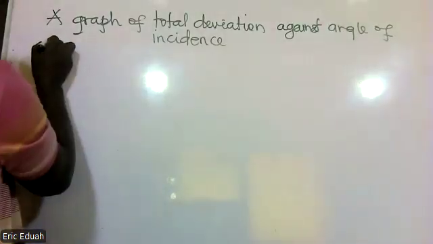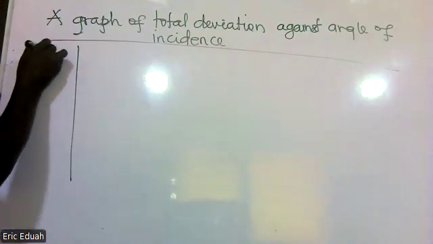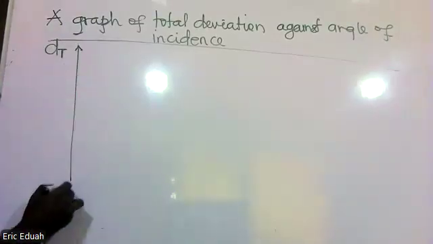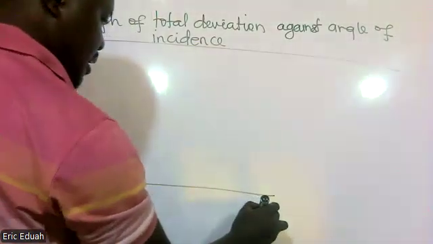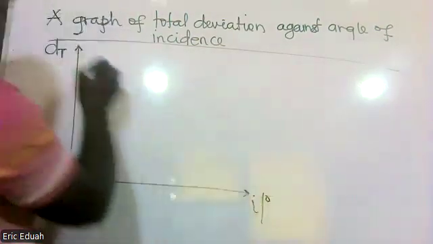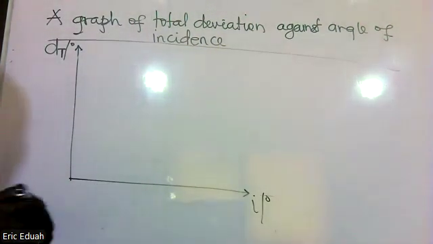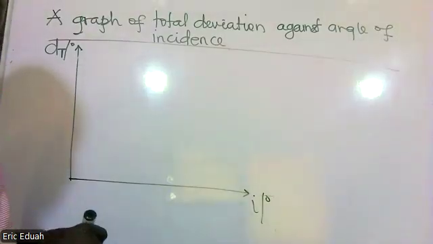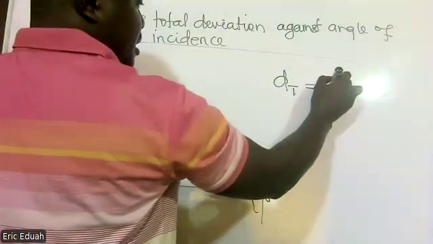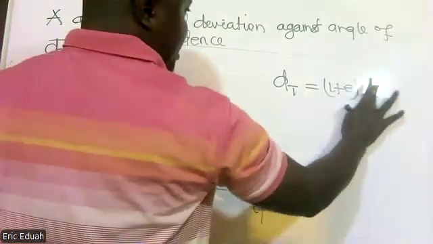You go through the practicals of this at school. So we are plotting D total against angle of incidence. So it's like D total is equal to I plus E minus A.